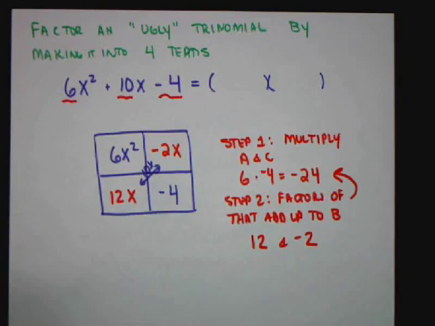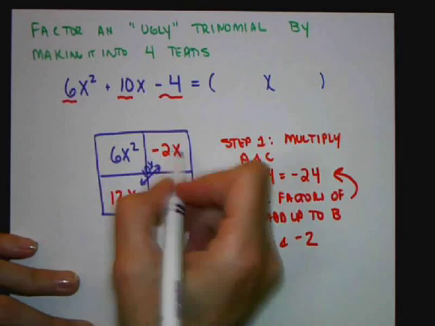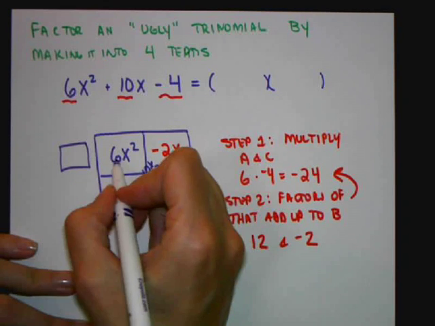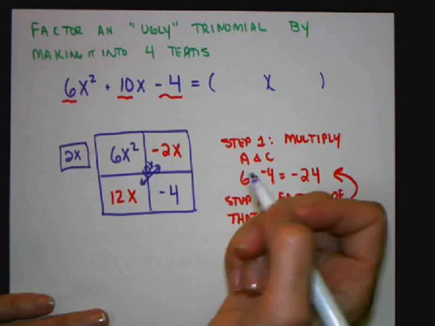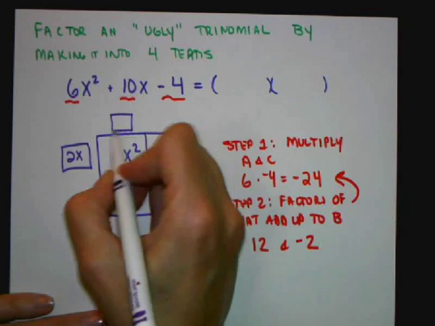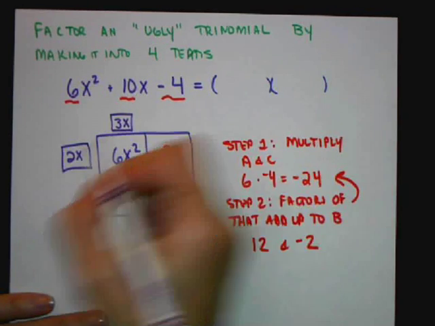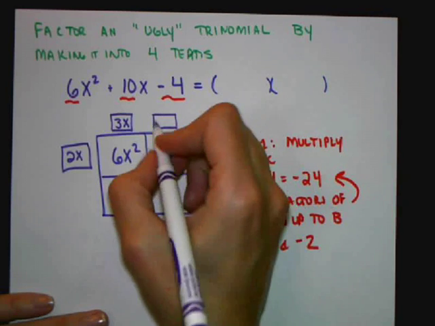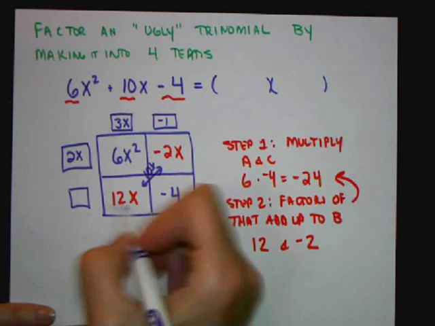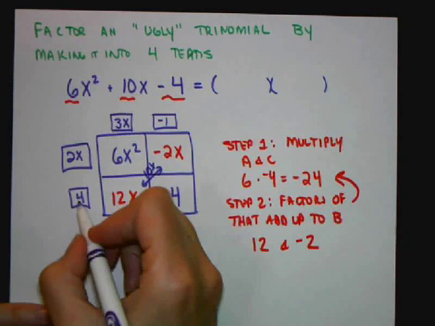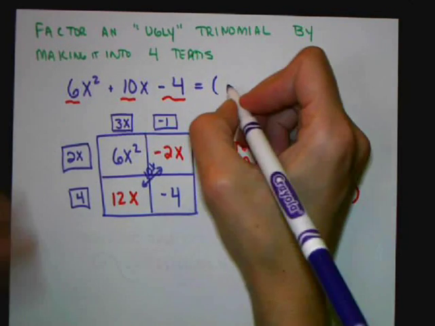Now all I need to do is look around the outside to figure out how to factor what's in these boxes. I'm going to look across this row first. What factors does 6x squared and negative 2x have in common? Well, 2x is a factor in both of them. What goes up here then? 2x times what gives me 6x? That one is 3x. 2x times what gives me negative 2x? That's negative 1. Now, 3x times what gives me 12? Must be that this is 4. 4 times negative 1 is negative 4. All right, this is correctly factored.